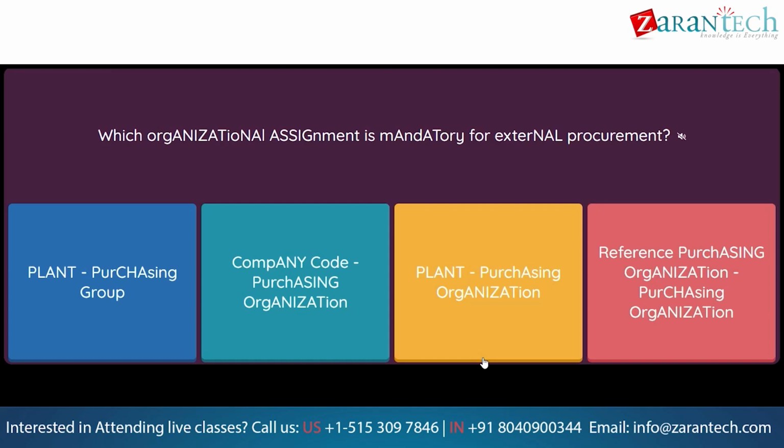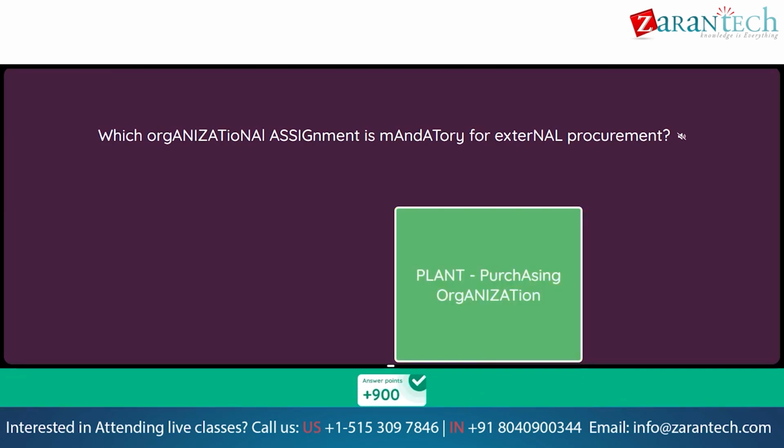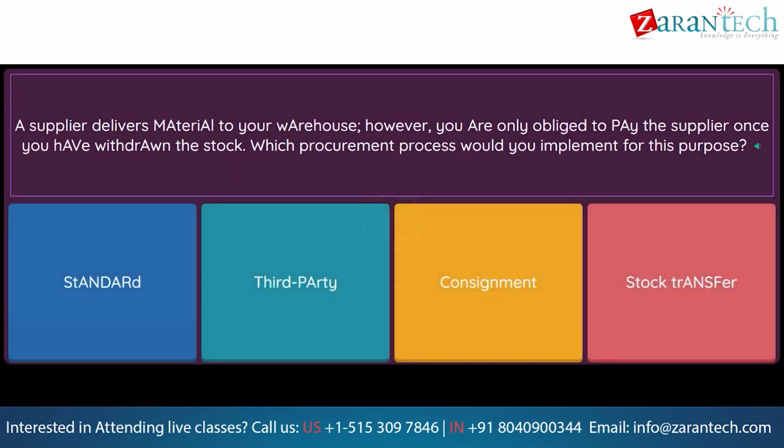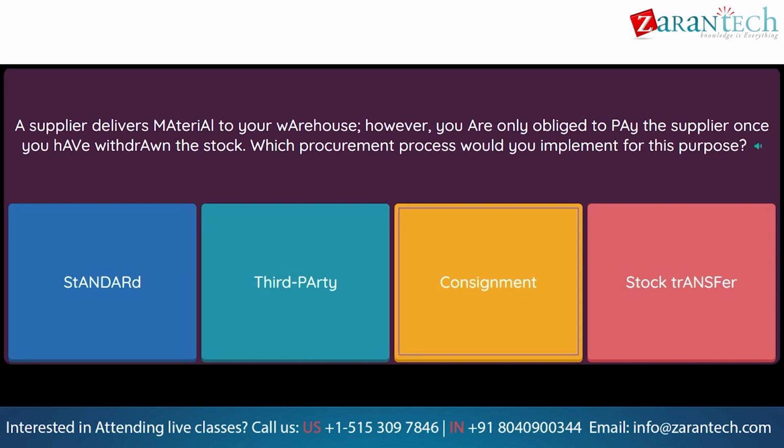Question: a supplier delivers material to your warehouse, however, you are only obliged to pay the supplier once you have withdrawn the stock. Which procurement process would you implement for this purpose? Option 1 Standard. Option 2 Third Party. Option 3 Consignment. Option 4 Stock Transfer.